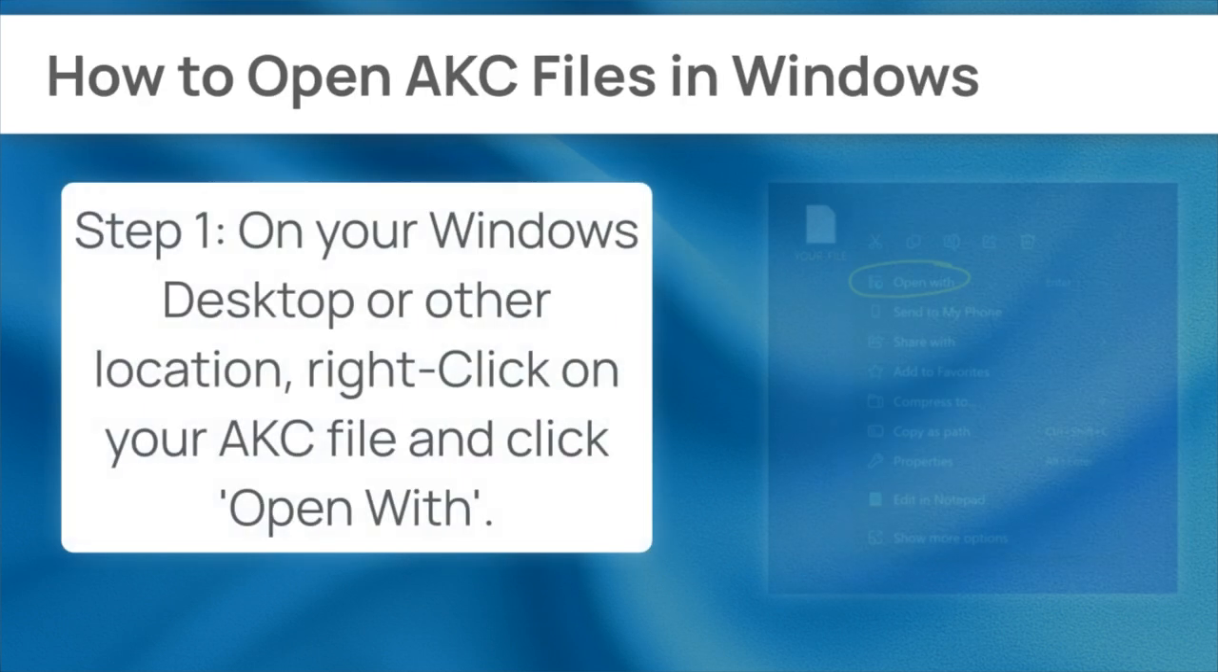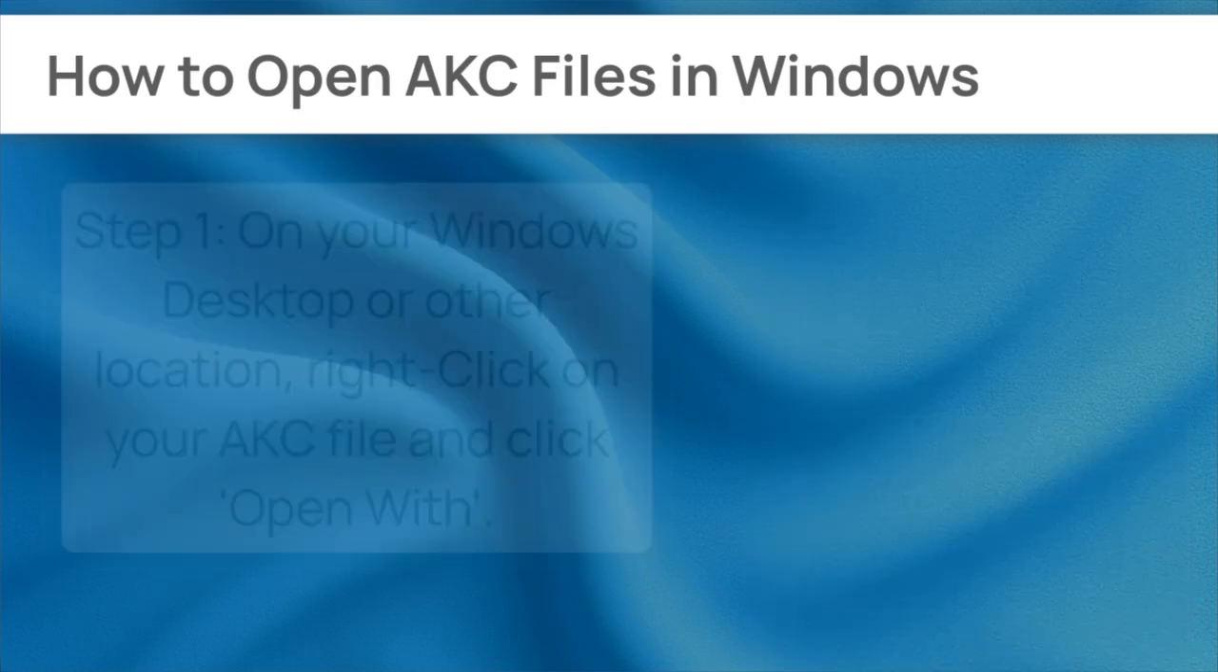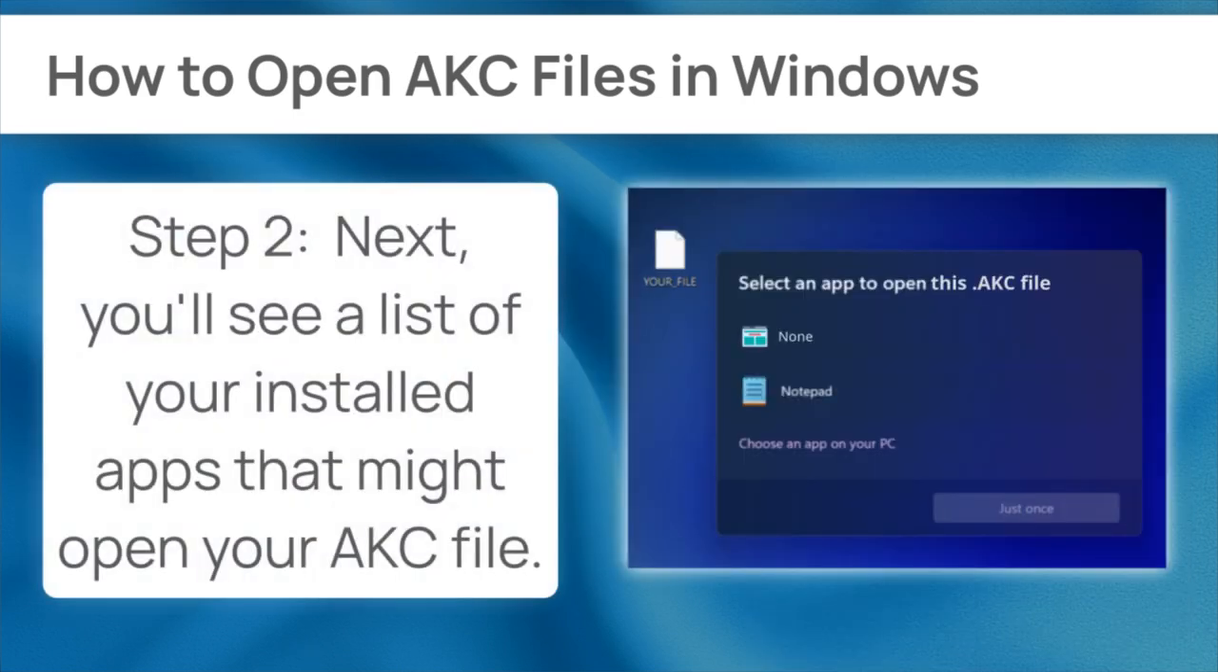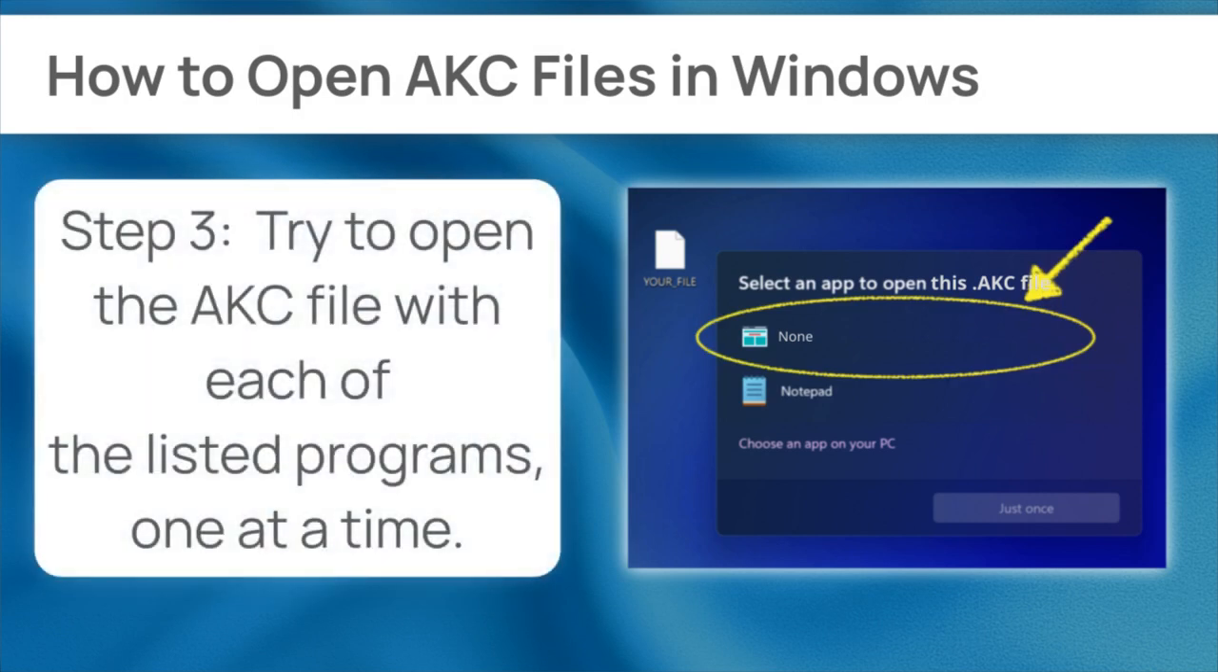To guarantee file access, right-click your AKC file and select Open With. If none is an option, test it. If it's not available, choose another program. We are trying to force the file open with a compatible application.